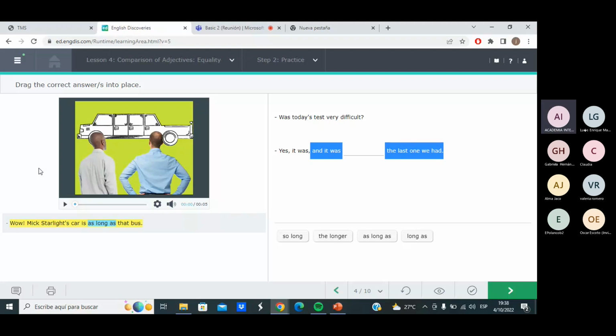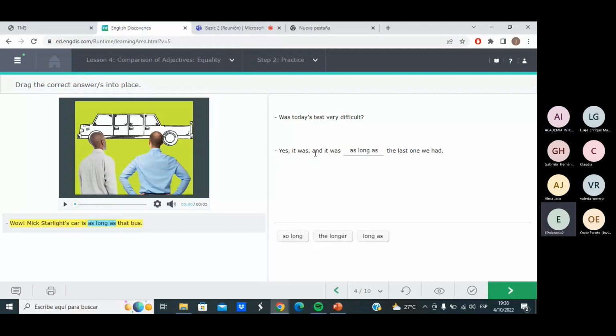Someone have an idea about this? Number 3. Number 3 or number 2? As long as. Okay, now can you read this? Okay. Yes, it was. And it was as long as the last one we had. Yeah, that's correct. Was today's test very difficult? Yes, it was. And it was as long as the last one we had.